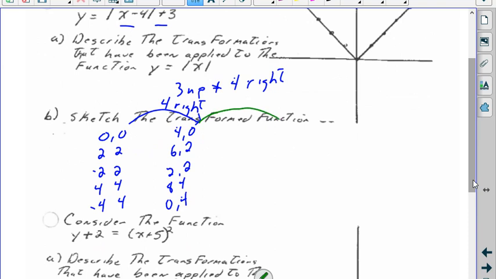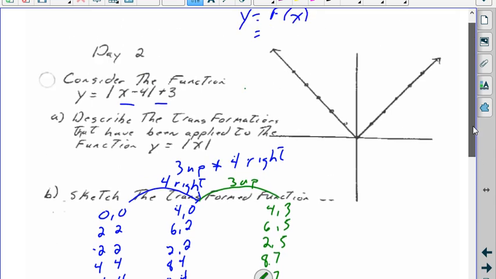And then I am going to do the 3 up. Now I probably will do this most often in one step. I'll do it with my translations. It's easy to do it in one step. So now I've got the points (4, 3), (6, 5), (2, 5), (8, 11). Nope, not (8, 11), (8, 7), and (0, 7). Which now allows me to plot my function relatively well.